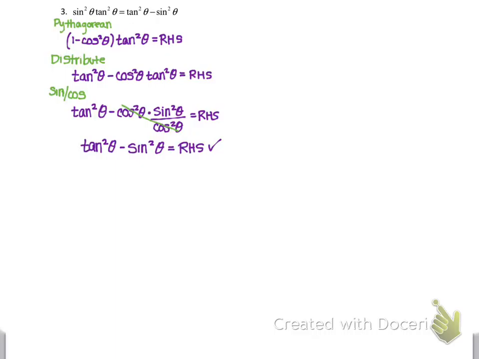Okay, so let's do the same problem, but let's look at the right-hand side. So we're going to work with the right-hand side. The first thing that I would do is write the right-hand side in terms of sine and cosine. And when I do that, I'm going to have my left-hand side is equal to, so tangent squared turns into sine squared over cosine squared, and then minus sine squared.